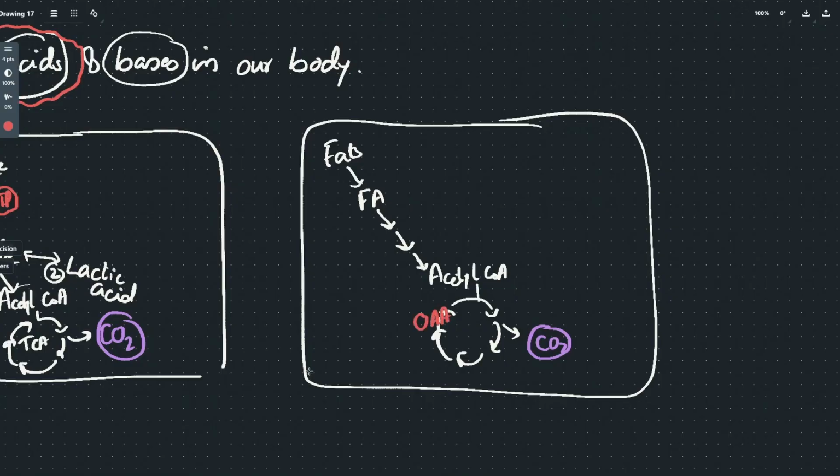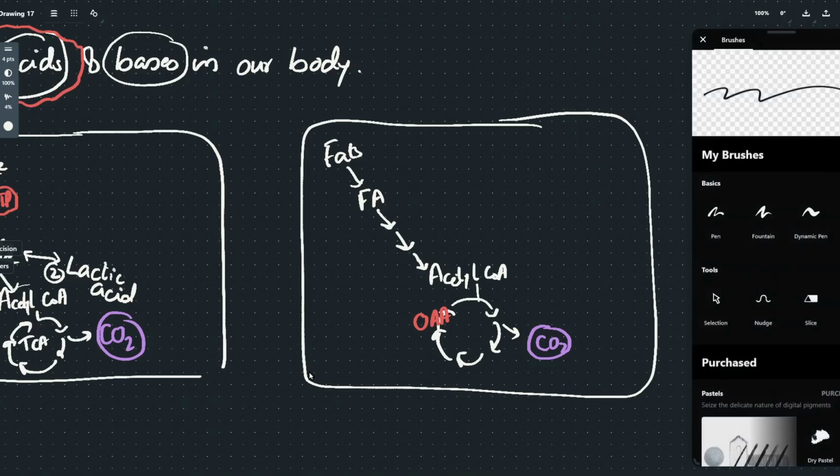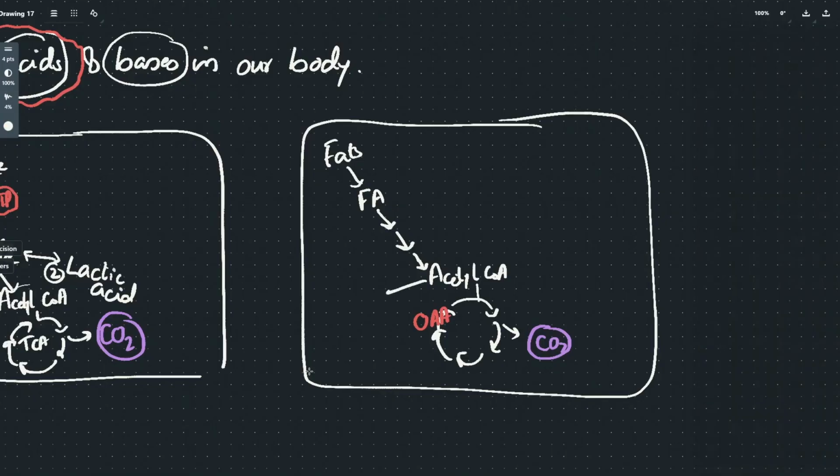If we do not have sufficient oxaloacetate, or even if this process is too overwhelmed, then this acetyl CoA cannot go into the TCA cycle, or if it goes into the TCA cycle, we still have lots of acetyl CoA left, and that excess acetyl CoA is funneled to another pathway which produces something else, and that something else is actually ketones, the keto acids.